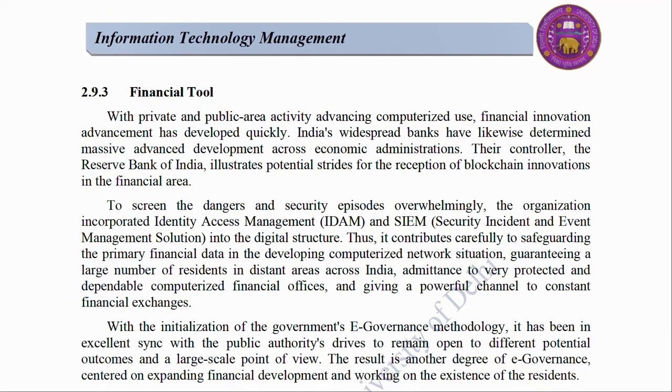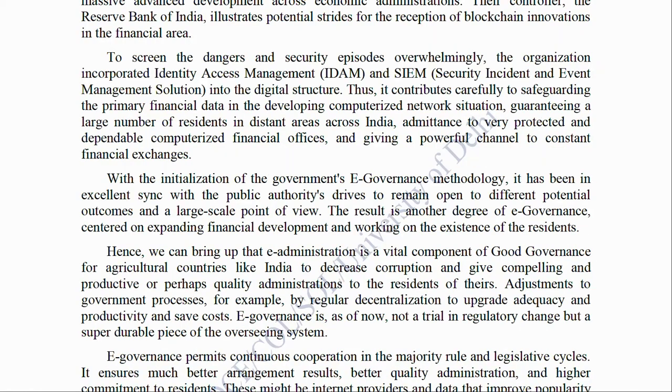2.9.3 Financial Tool. With private and public sector activity advancing digital use, financial innovation advancement has developed quickly. India's universal banks have likewise driven massive digital development across financial services. Their regulator, the Reserve Bank of India, outlines potential steps for the adoption of blockchain technologies in the financial sector. To monitor the risks and security incidents overwhelmingly, the organization incorporated Identity Access Management and SIEM, Security Incident and Event Management Solution, into the digital structure. Thus, it contributes carefully to safeguarding the primary financial data in the developing digital network situation. Guaranteeing a large number of residents in distant areas across India access to very protected and dependable digital financial facilities and giving a powerful channel to constant financial transactions.